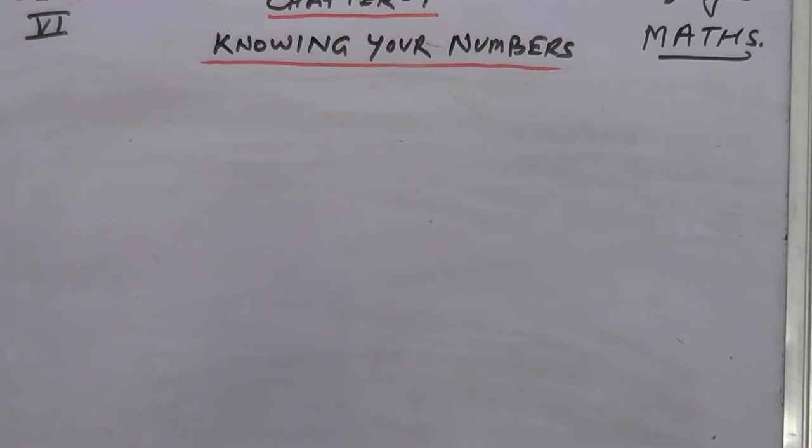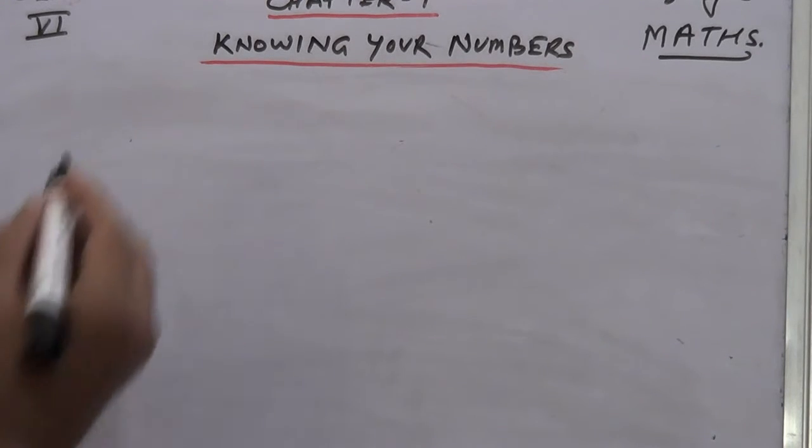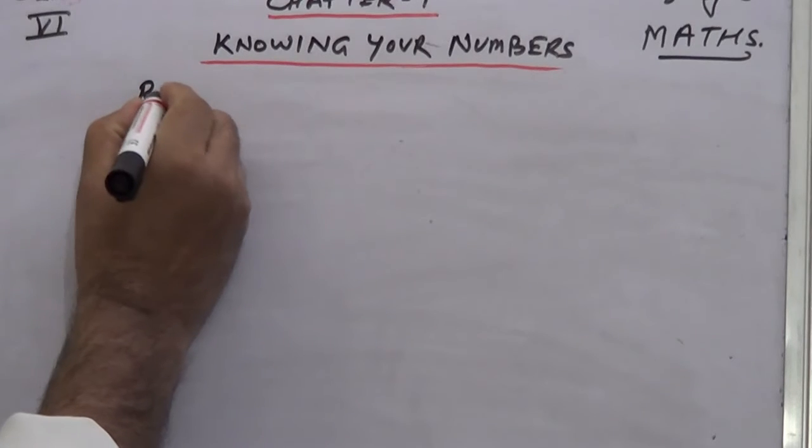Children, the last section of this chapter, knowing your number, belongs to Roman numerals.